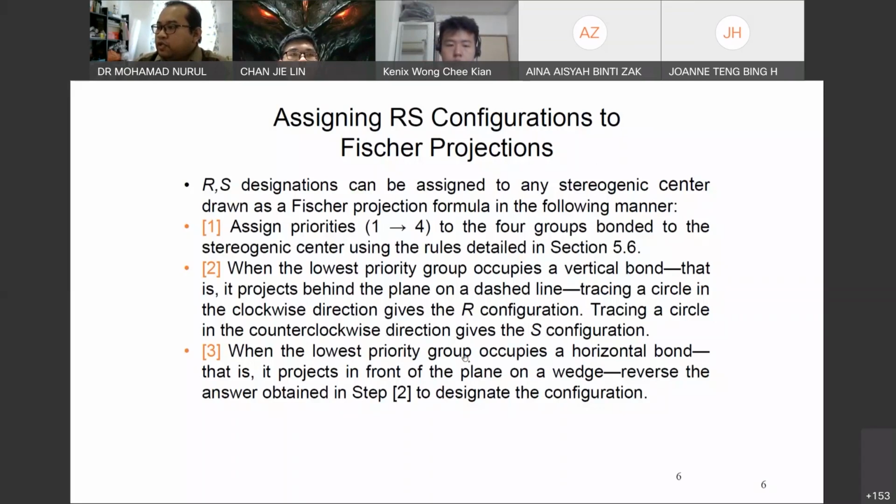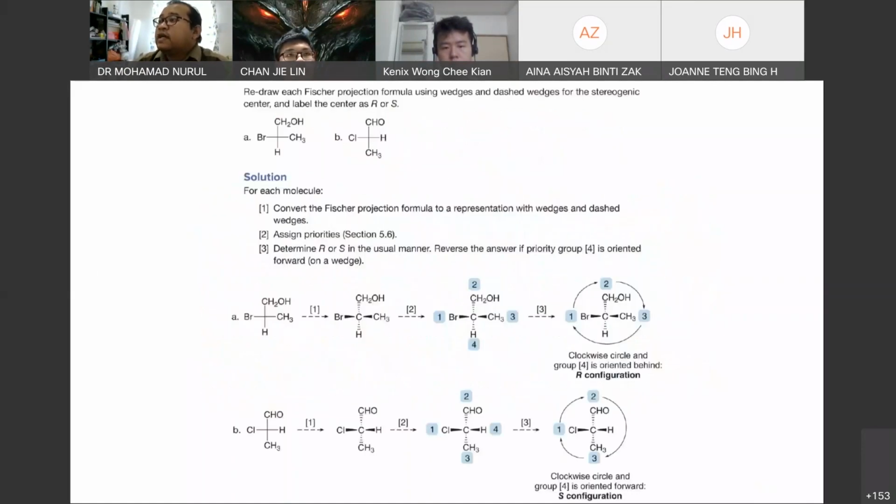When the lowest priority group occupies a horizontal bond, that is, it projects in front of the plane on the wedge, reverse the answer obtained in step 2 to designate the configuration. This is a kind of example. Redraw the Fischer projection using wedges and dashes at the stereocenter and label the center R or S.